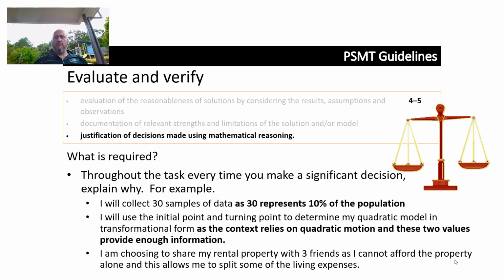I'm choosing to share my rental property with 3 friends. This is a budgeting task, as I cannot afford the property alone, and this allows me to split up some of the living expenses. So you might then put into your task, split shared accommodation, 4-bedroom house divided by 4, and that's a decision you've made, but at some point you need to explain why you have made that decision, and this is what this covers. So just make sure that as you make a decision, you also justify that decision throughout the task.